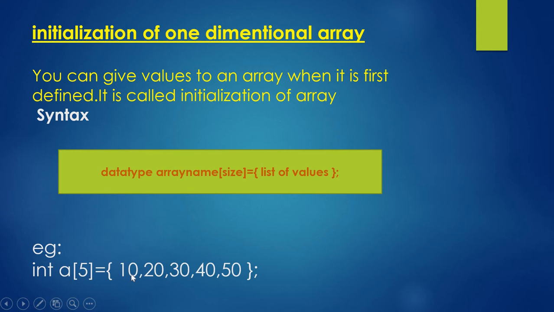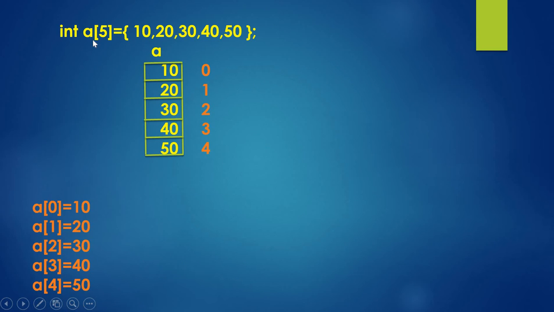The elements of the array are 10, the first element is 10, next 20, 30, 40, 50. All these elements are stored in contiguous memory locations. Then we can consider how it is stored. int a[5] = {10, 20, 30, 40, 50} means the array is a of 5. So the subscript starts from 0, and the subscripts are 0 to less than 5, meaning 0 to 4.